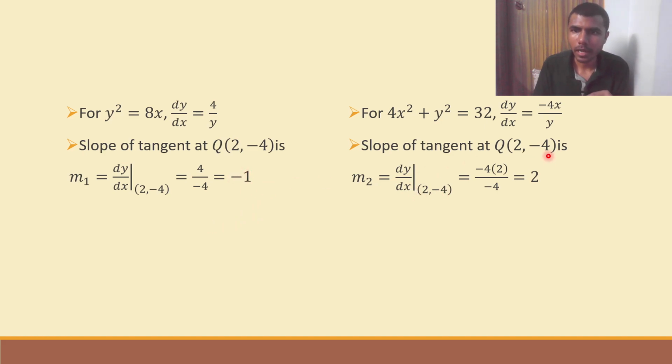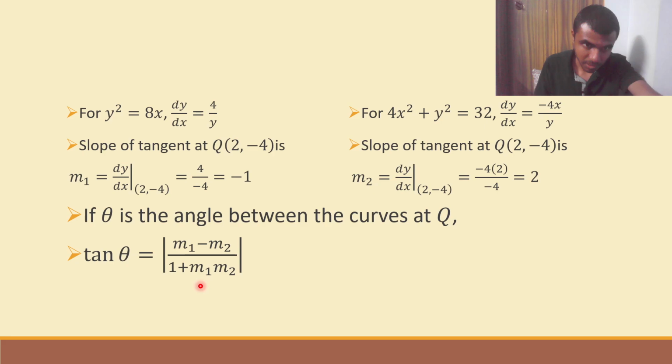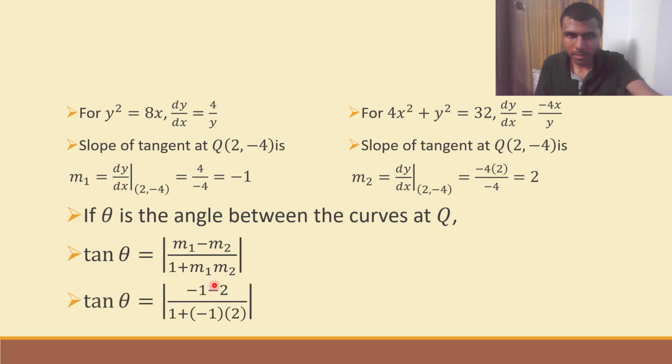Okay. And here dy by dx is minus 4x by y. Q is 2 comma minus 4, so x is 2 and y is minus 4. So minus 4 into 2 by minus 4. Minus minus cancel, 4 4 cancel, m2 is 2. Fine. So now let's finish it. If theta is the angle between the curves at Q, tan theta formula, just substitute. M1 is minus 1, M2 is 2. So minus 1 minus M2, that means minus 1 minus 2, by 1 plus minus 1 into 2.